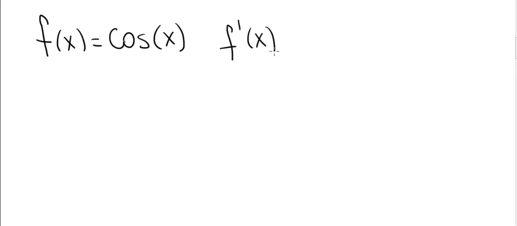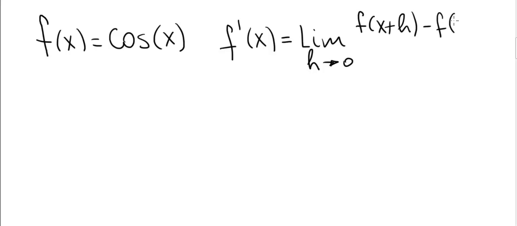We're going to use the definition of the derivative to differentiate cosine of x. And recall, the derivative of a function, f prime of x, is defined by the following: the limit as h approaches 0 of f of x plus h minus f of x, divided by h.